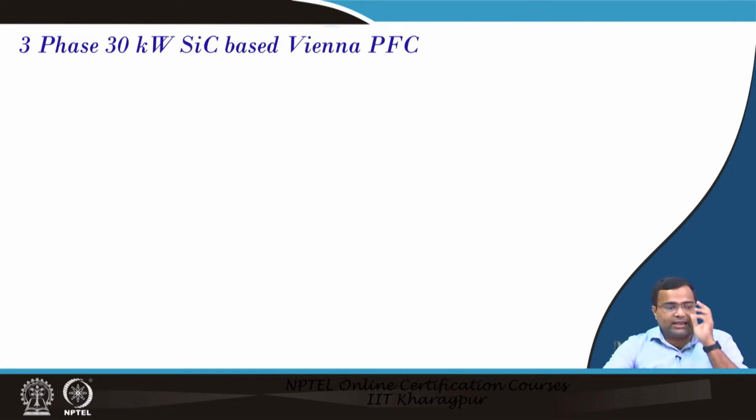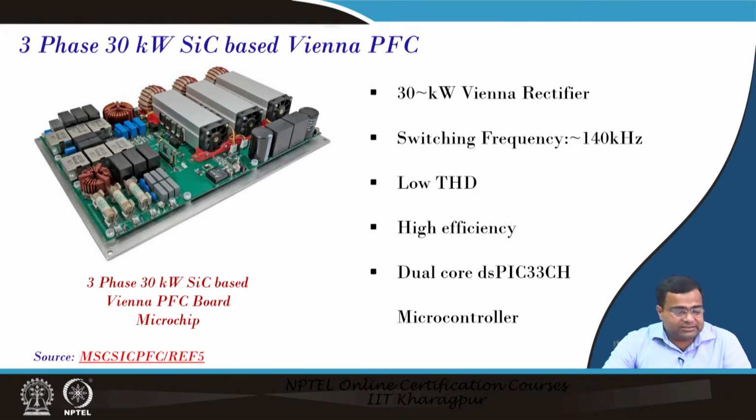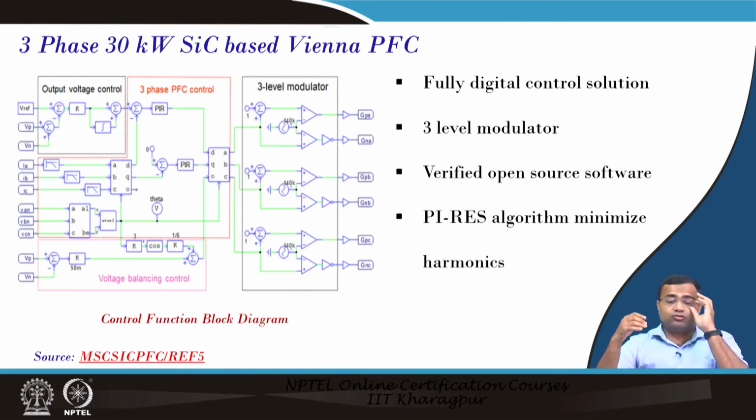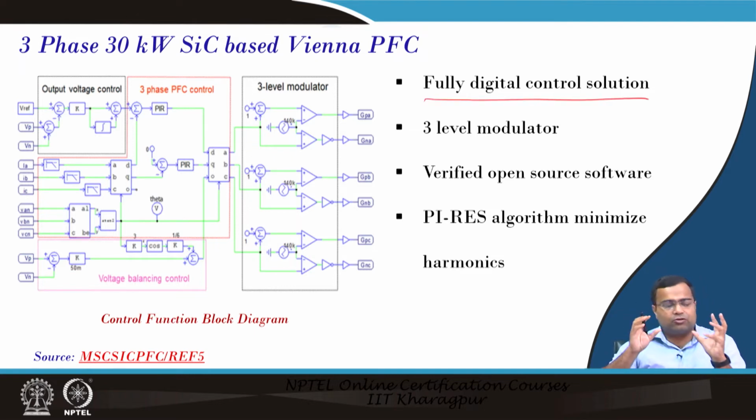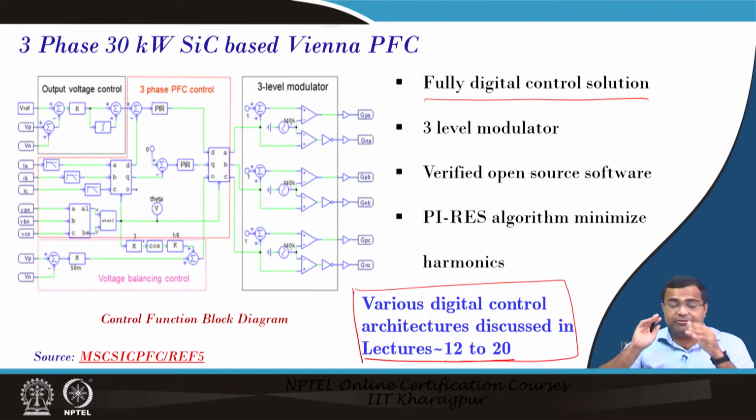If you go for the 30 kilowatt 3-phase SiC-based Vienna rectifier from Microchip Technology, the digital control solution may not be readily available, but it mentions a digital control solution, which means digital control is very much used for this particular high power converter. We have discussed in detail the different digital control architectures in lectures 12 to 20. Some of these architectures may be useful to link with what is inside, or to think of an alternative solution, because the detailed architecture may not be publicly available.